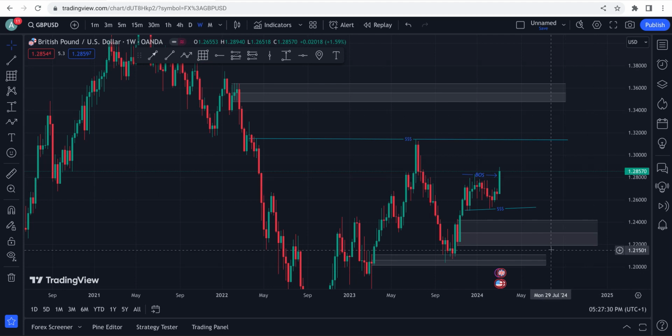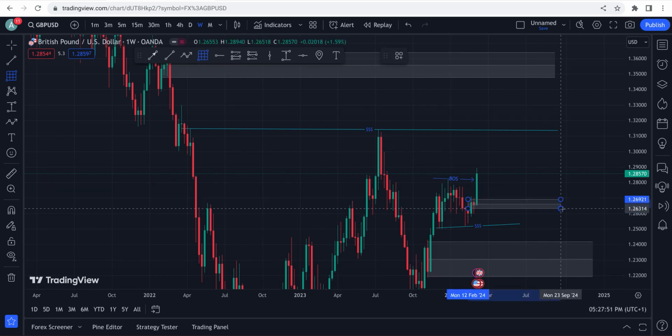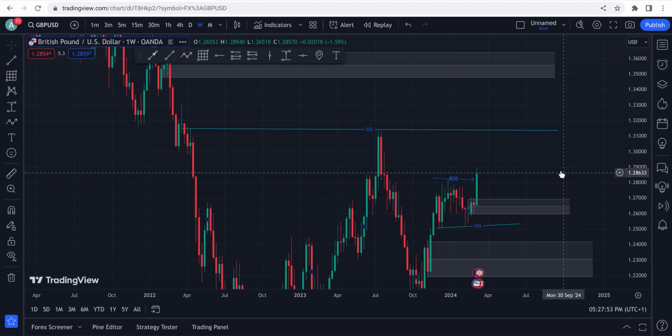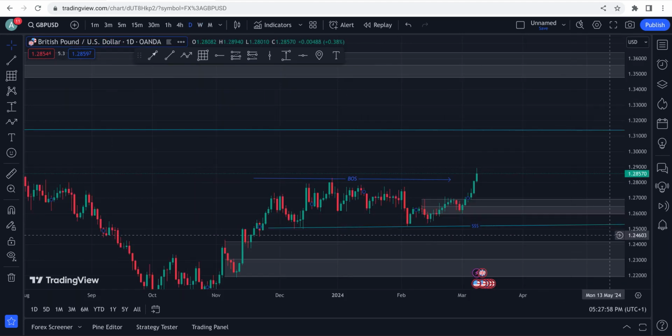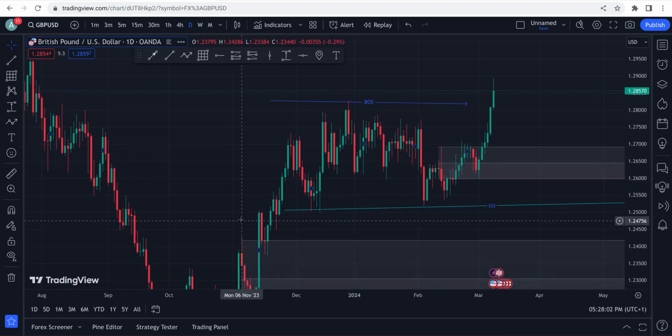If you check very well on DXY, you have liquidity below, but on GBPUSD, you have liquidity at the top and below. But what I'm expecting on GBPUSD is that if you check very well, we have this supply zone here that broke the structure on GBPUSD. So we have to move to the daily time frame, guys. So here on the daily time frame, we have to refine all zones.